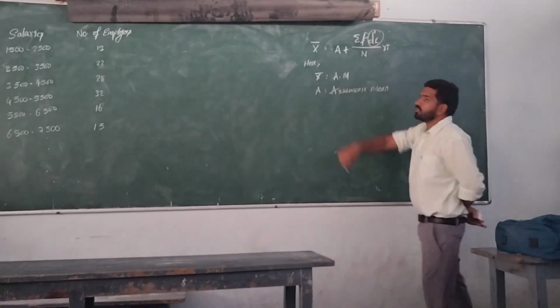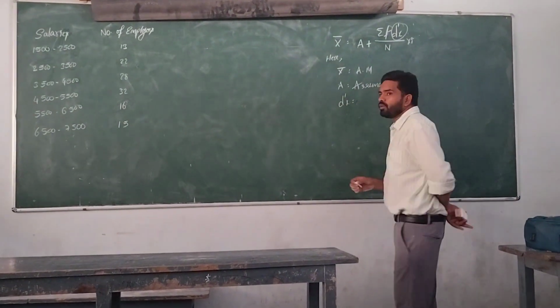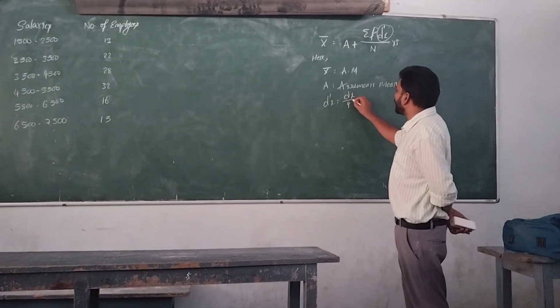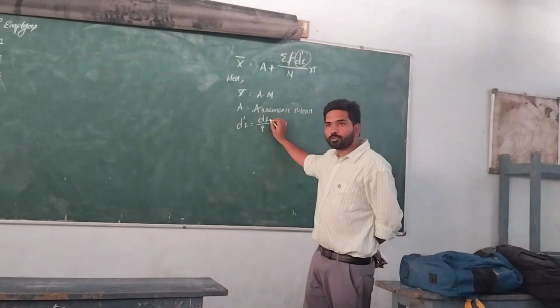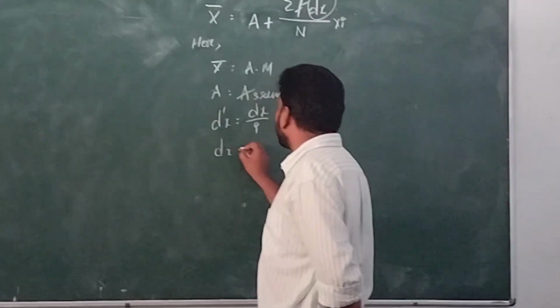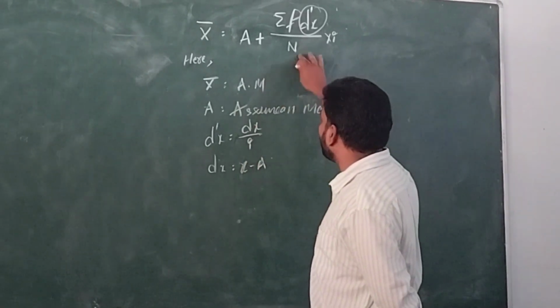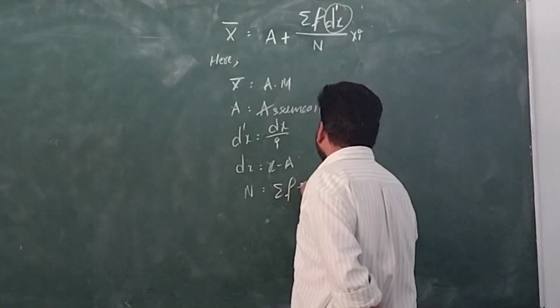Next, we find the step deviation. The formula for the step deviation is dx divided by i. So here we have to find dx, which means the deviation. The deviation formula is x minus a. Now we have to find n. N means the sum of frequency.